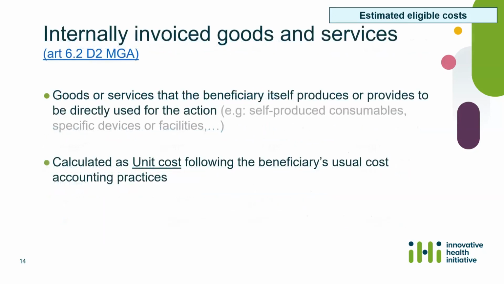Internally invoiced goods and services. So those are goods or services that the beneficiary itself produces or provides to be directly used for the action. It is, for instance, self-produced consumables or specific devices or facilities that the beneficiary has and provides to be directly used for the project. And so for this cost category, it needs to be calculated as unit cost following the beneficiary's usual cost accounting practices.